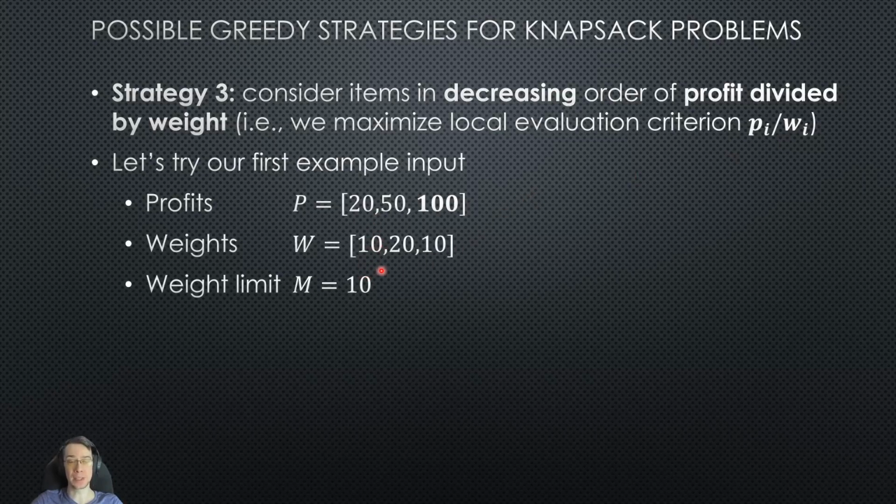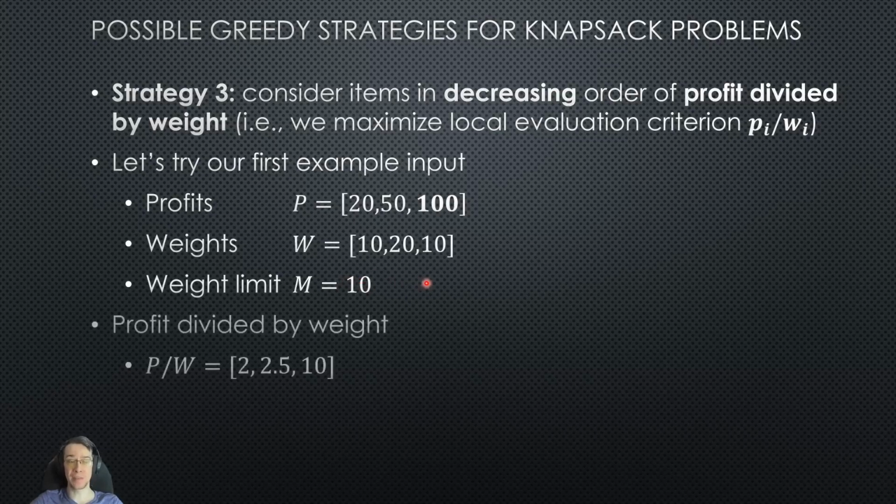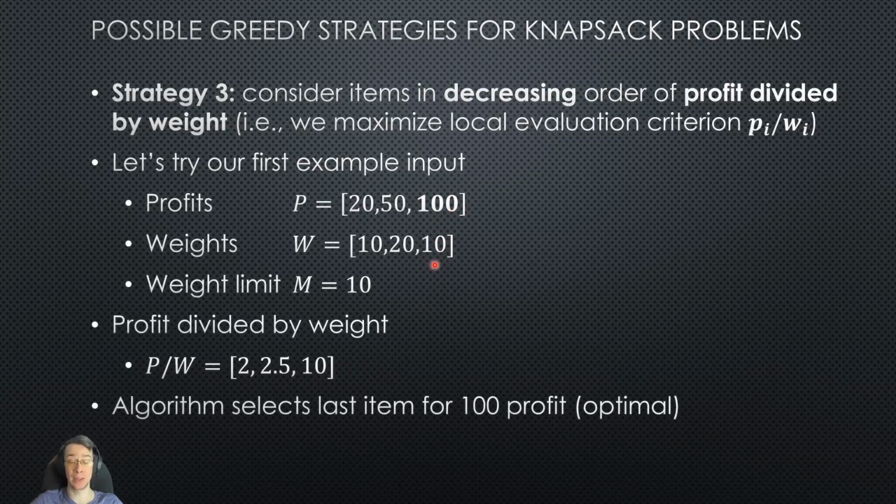So here's our first example input. In this case, if we compute our profits divided by weights, we'll end up with 20 over 10 is 2, 50 over 20 is 2.5, and 100 over 10 is 10. So our highest profit per unit weight item will be number 3, giving us 10 profit per unit weight. So we'll pick that one to fill up our bag with. We'll take as much of this item as possible, and it turns out that will fill our bag and we'll end up with a profit of 100, which is optimal.